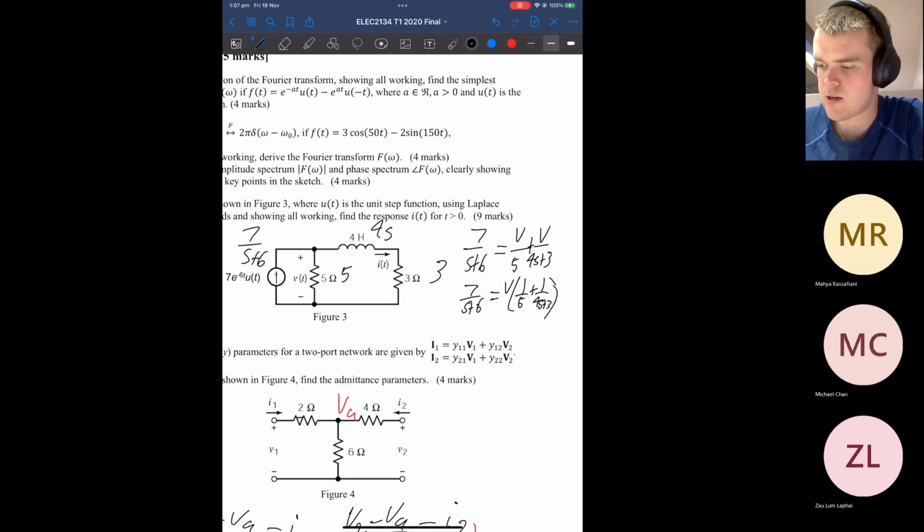Now we know that, so you have voltage drop across there, voltage drop across there. Now, I of s is equal to the voltage drop across this entire thing divided by 4s plus 3. All right, because we're just looking at the impedance for it, right?